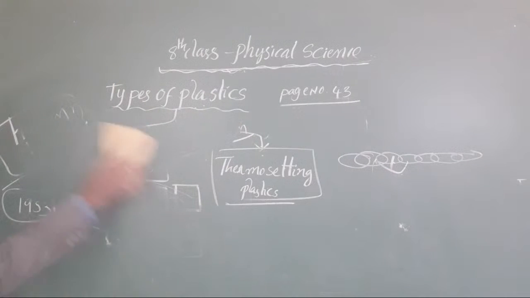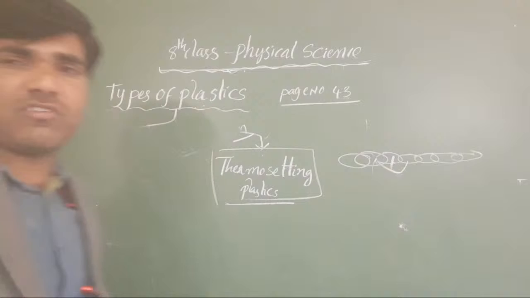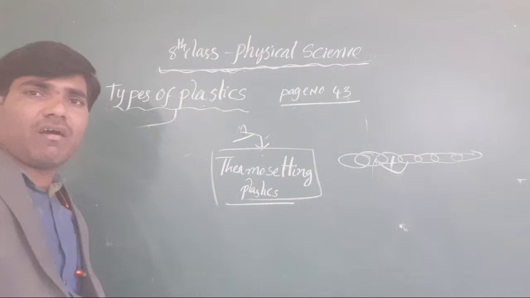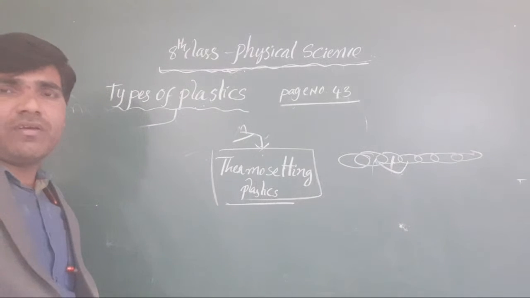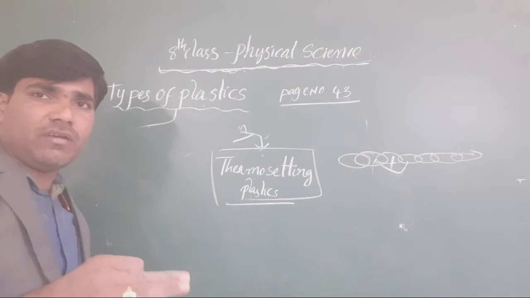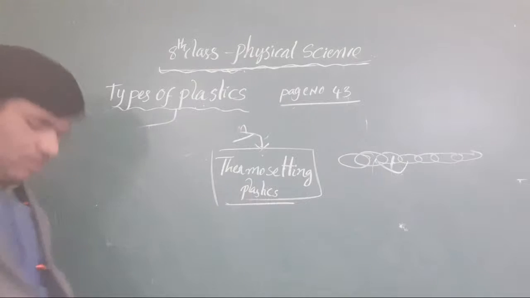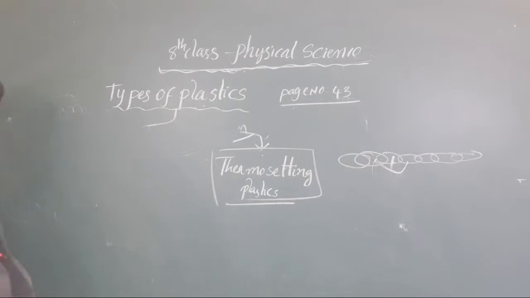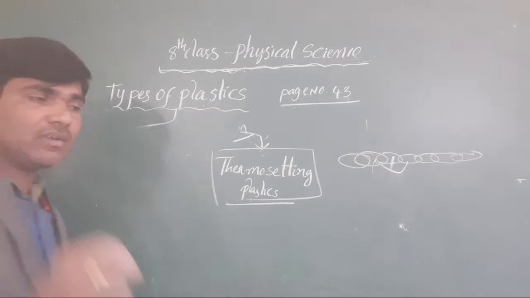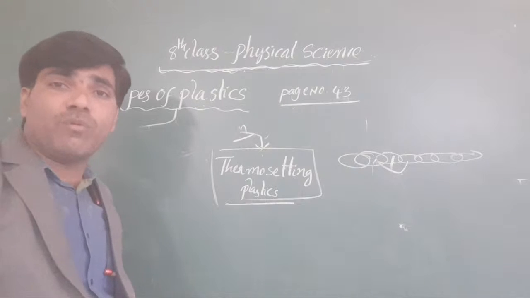Now come to our thermosetting plastic. Which one is called thermosetting plastic? You know very well. When we heat the plastic, it undergoes a change and is molded. After molding, it cannot be molded again. Clear or not, all the students? Not molded again. And if burned further, it will be converted to either char or smoke. That type of substance is called thermosetting plastic.